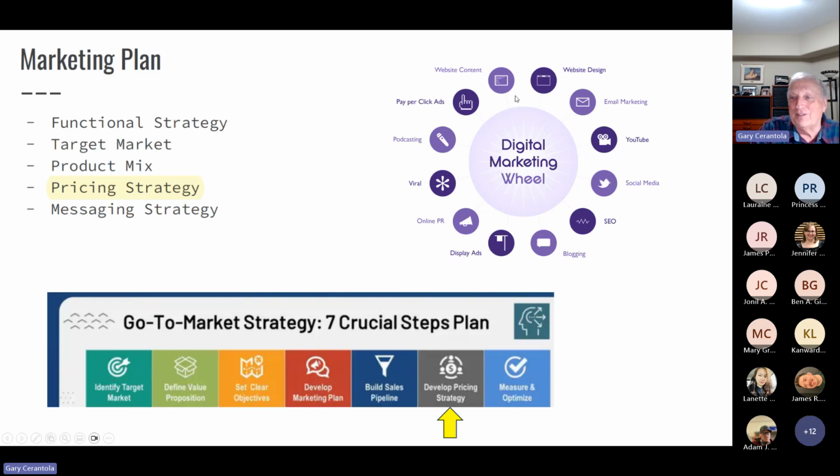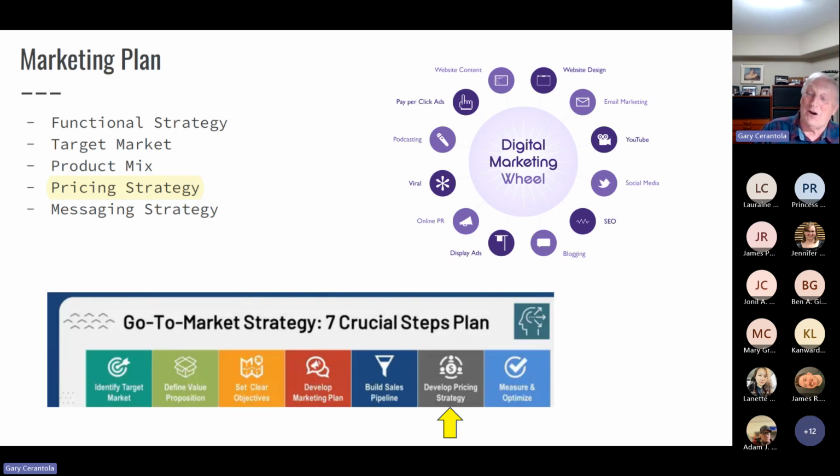But let's not forget about the digital marketing wheel, because ever since then, we've moved from what they call bricks and mortar to digital. And so now the buzzword is bricks and clicks. So that's really what we're trying to do from a digital point of view. And if you look at the 7 crucial steps plan, developing pricing strategy is key, because that's where you make your profit, and that's how you will retain your customers.